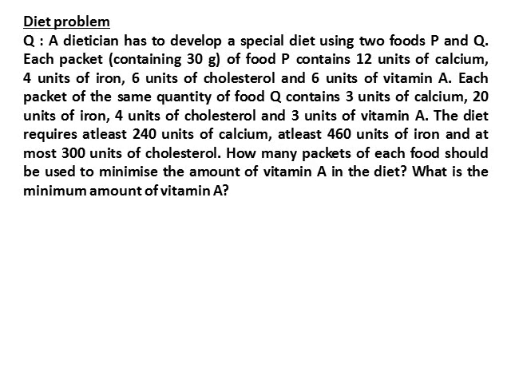Also, the special diet requires at least 240 units of calcium. It means the special diet must contain minimum 240 units of calcium. The special diet requires at least 460 units of iron. It means the special diet contains minimum 460 units of iron. Also, the special diet requires at most 300 units of cholesterol. It means the special diet contains maximum 300 units of cholesterol.